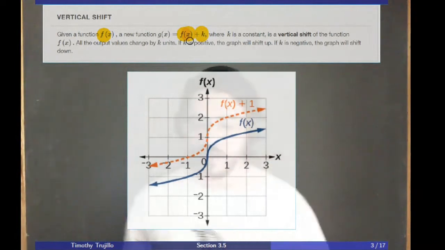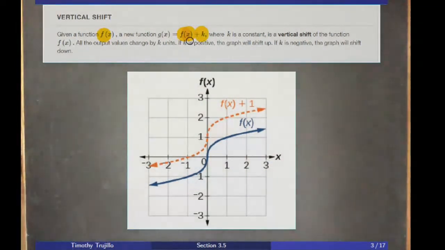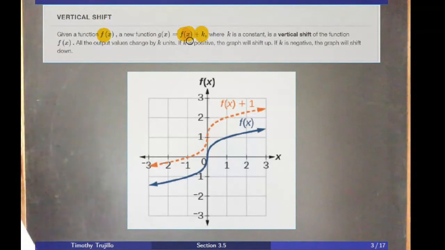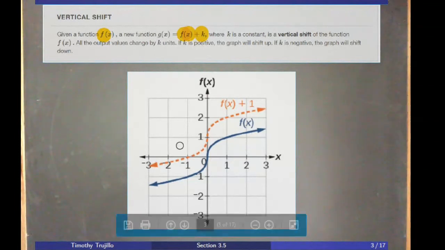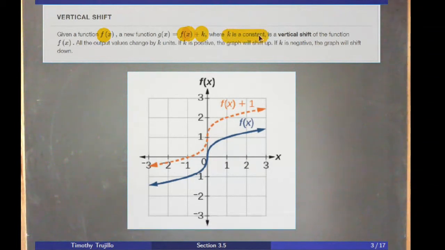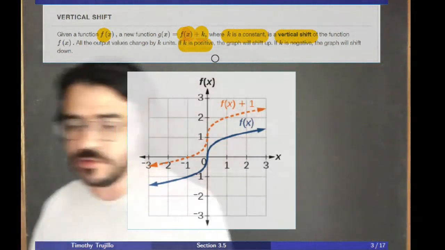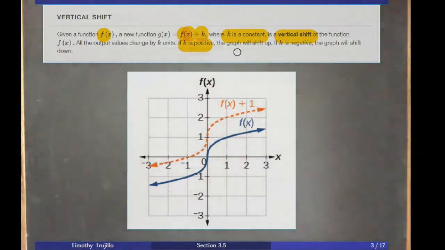Okay? And the effect in terms of the graph is that you'll simply take the y value, right? So remember, the function output is the y value on the graph here. You'll simply take the graph and either shift it up or down based on whatever the value of k is. Okay, we call that a vertical shift. And if that value of k is positive, then the graph will go up, right? And if the value of k is negative, then the graph will shift down.